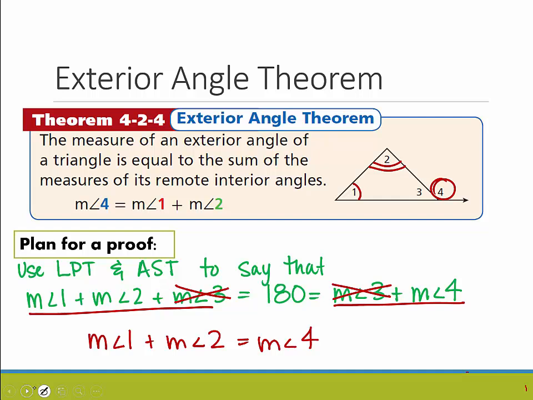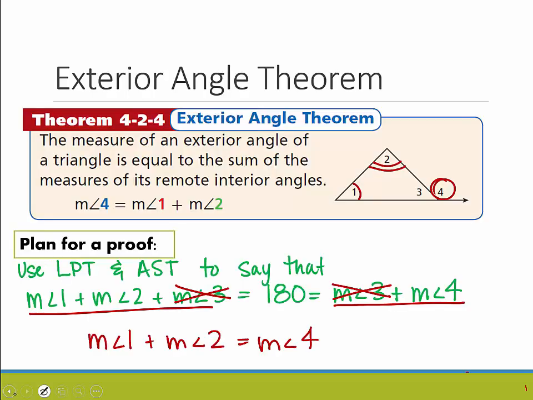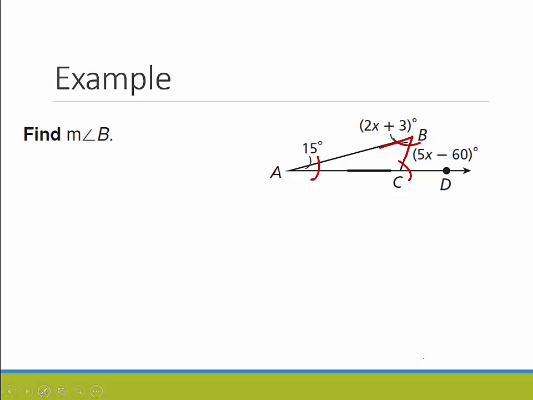So let's do a problem. Find the measure of angle B. So we need to find this by the time we're done. They give us some information, but they give us A, B, and C here. So we need to use the exterior angle theorem and come up with a nice equation.